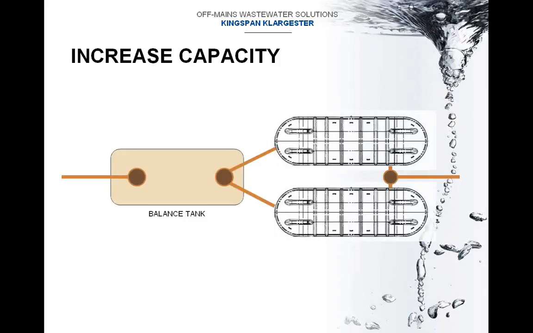Klargester can offer increased capacity systems such as modular systems, whether it be a balance tank followed by 2 biodisk systems as this slide shows, or full modular systems using primary balance, treatment modules and final settlement tanks, usually done with the EnviroSafe HEQ system.